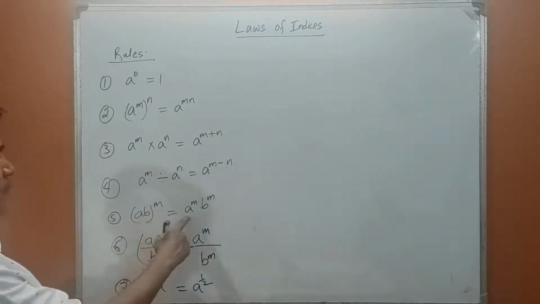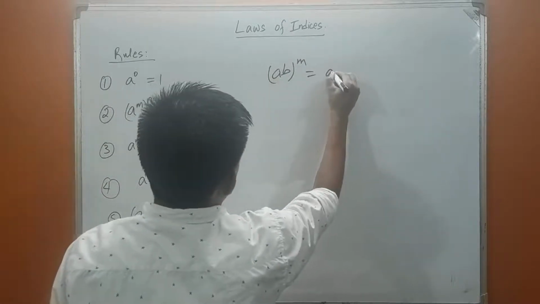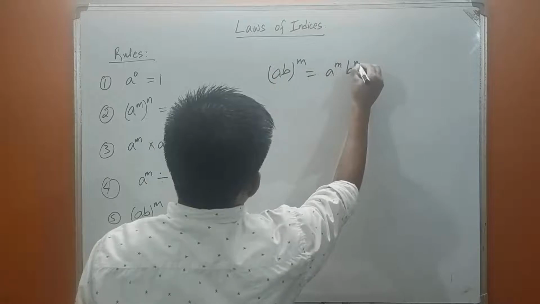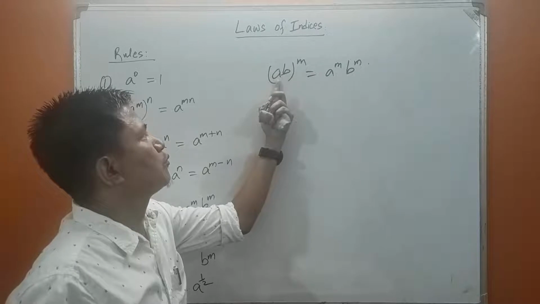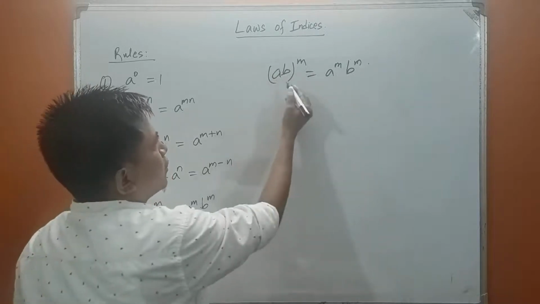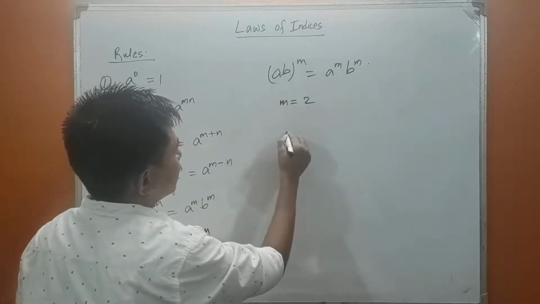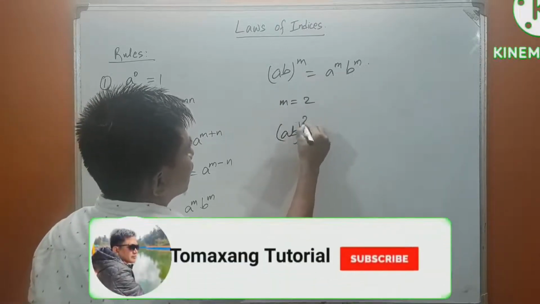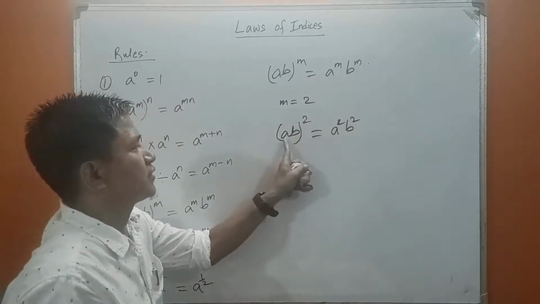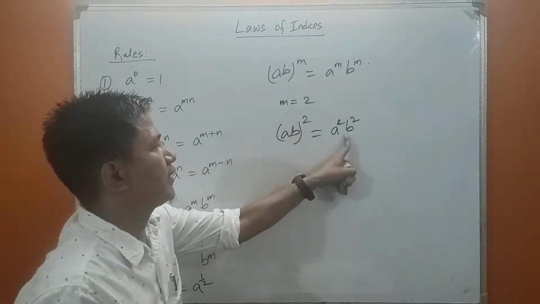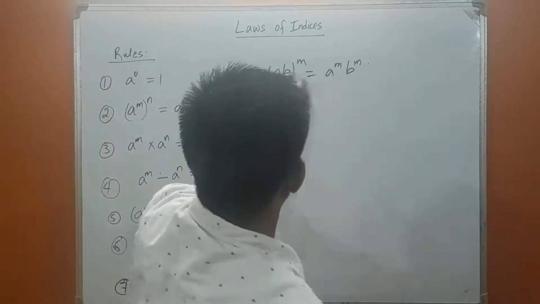AB whole to the power m equals A to the power m into B to the power m. This power m is for both the numbers A and B. So, suppose m is 2, okay? If the value of m equals 2, then AB whole to the power 2 equals A square into B square. Since the bases are different, the power will not be added. A square into B square will remain separately. Okay? Now let us move on to the next one.